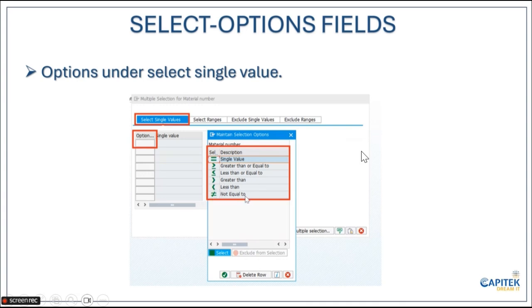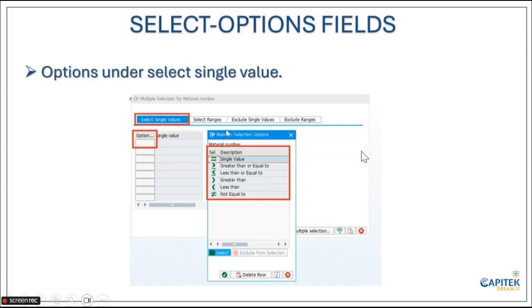You can use any of these, one at a time. For each entry, the option can be changed. It's up to you; for each entry, you can make use of that particular value. So this is a very good advantage with respect to the select options.